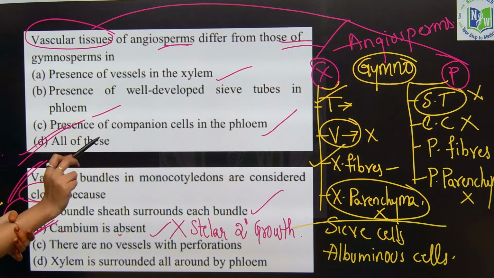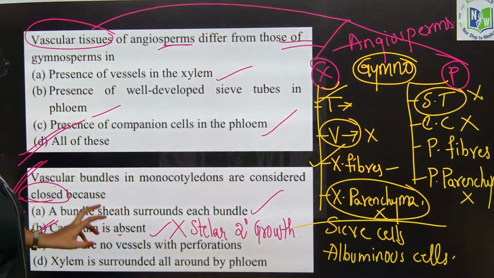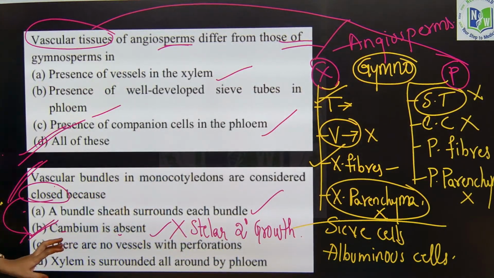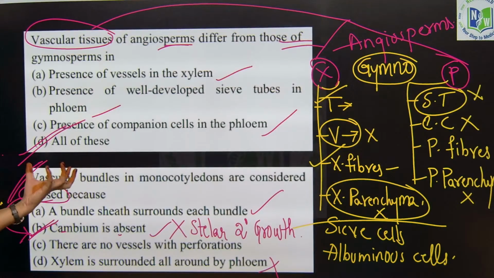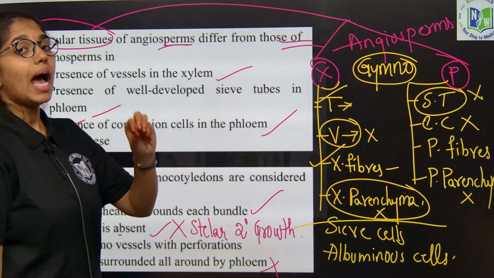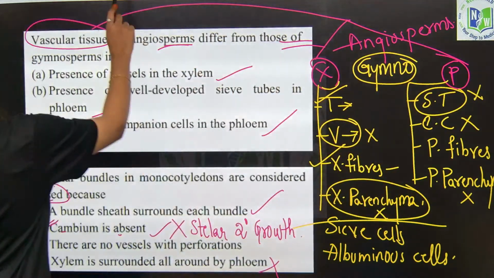There are no vessels with perforations. No vessels will be there with perforations, and that is nowhere related to closed vascular bundle. Xylem is surrounded all around by phloem. No. Closed vascular bundle just means that cambium is absent and there is no secondary growth that is taking place. Clear, right?